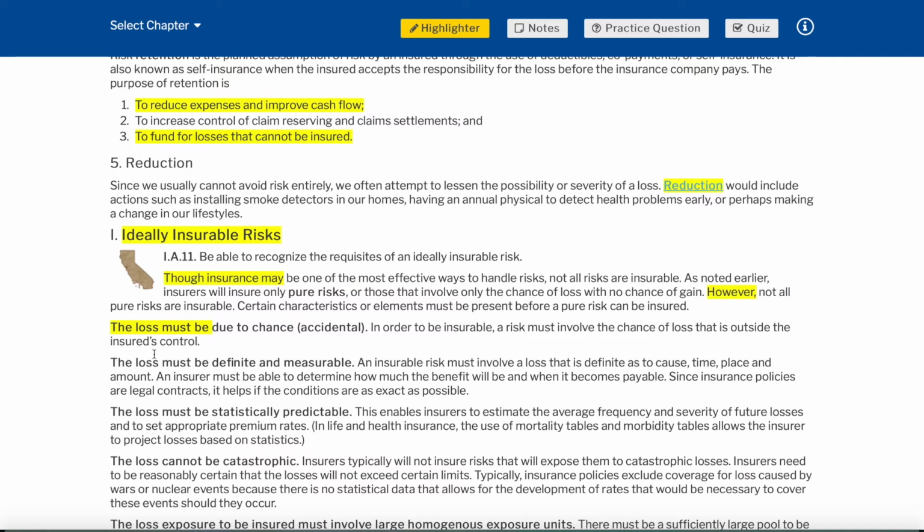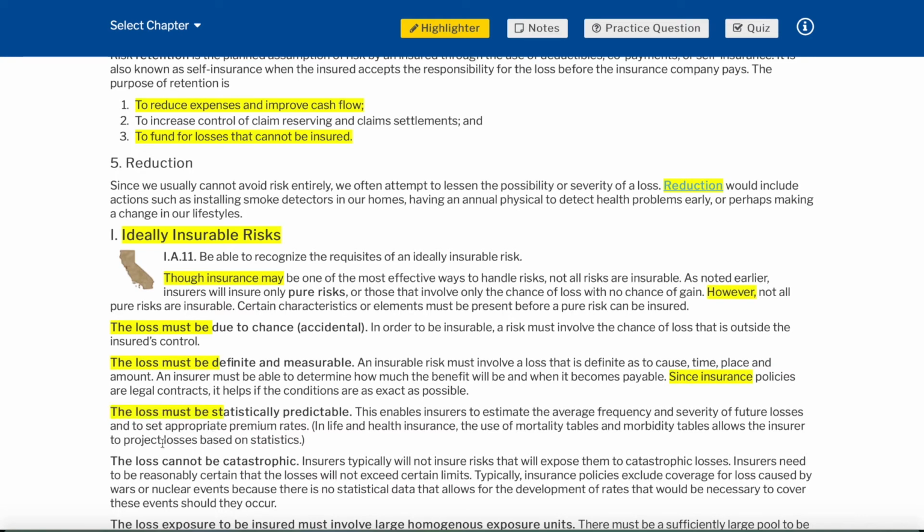The loss must be due to chance, accidental, in order to be insurable. A risk must involve the chance of loss that is outside the insured's control. The loss must be definite and measurable. An insurable risk must involve a loss that is definite as to cause, time, place, and amount. An insurer must be able to determine how much the benefit will be and when it becomes payable. Since insurance policies are legal contracts, it helps if the conditions are as exact as possible.